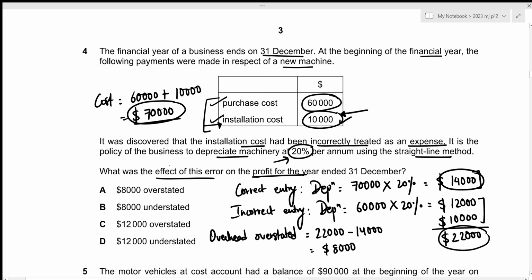And remember that we need to figure out the effect of this error on the profit for the year. So we've already discovered that our overhead was overstated by 8,000, which means that our profit will be understated. And it will be understated by this very same amount. So we're looking for 8,000 understated, which is given in option B. Let's move towards the fifth question.